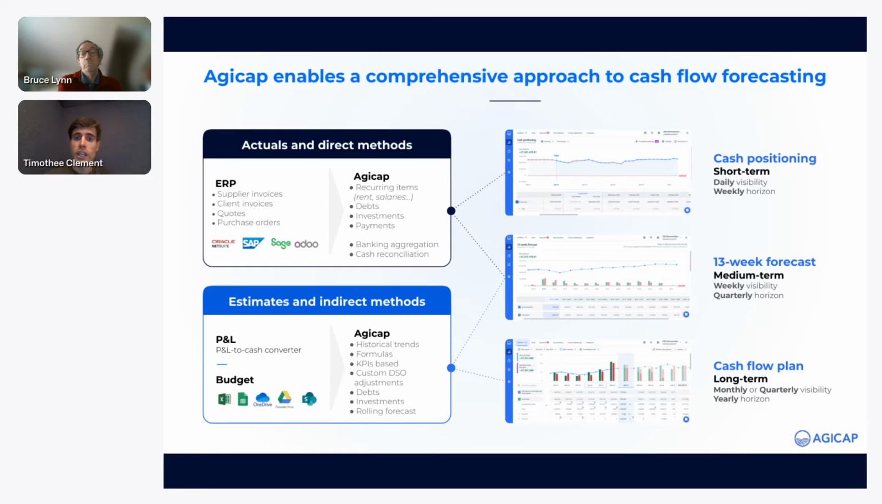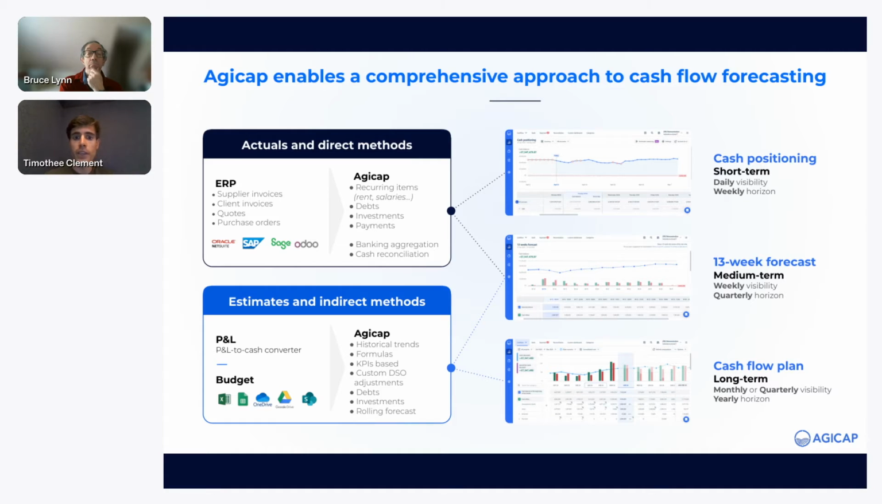But you can at all times take a step back to the usual 13-week forecast, which will draw mostly from direct inputs, but that can also start leveraging more longer term assumptions from sales projections, from KPIs, for example, typically for the weeks 8 to 13, where you don't always have payables or receivables to match.